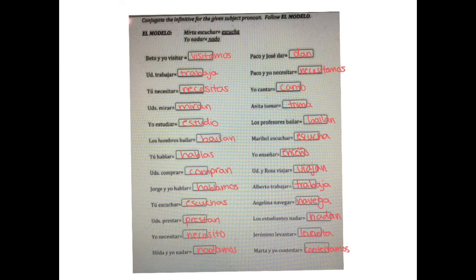Okay, so here are the answers, and I know that you might have not known what every verb meant, but still, the conjugation is still the same. You drop off the ending, the AR ending, and you rewrite the part that's not the ending, and then you place the conjugation ending that fits the subject pronoun.